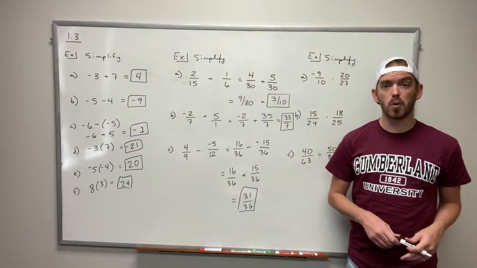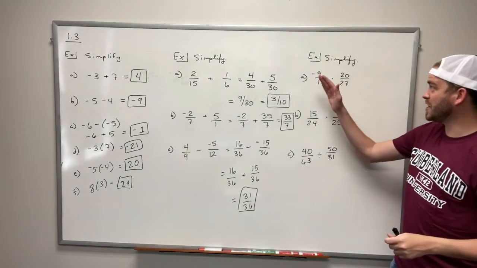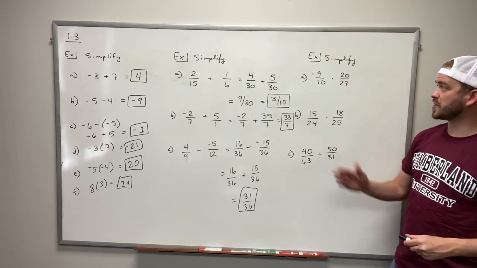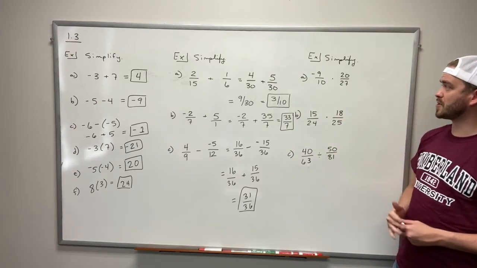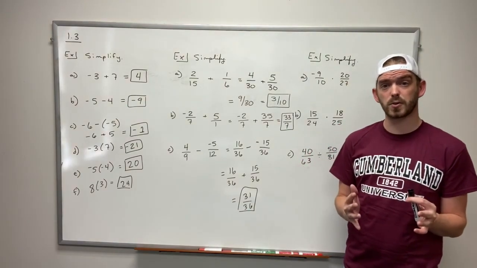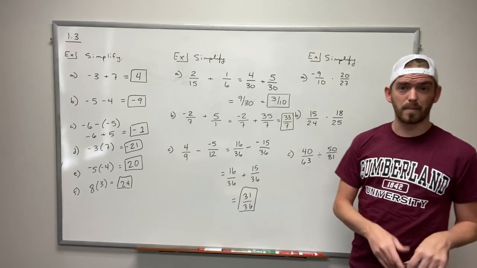Finally, we're going to talk about multiplying and dividing fractions. When you're multiplying fractions, you can just multiply across the top and multiply across the bottom. But if we look at our first example, we have negative 9/10 times 20 over 27. That's going to give you some really big numbers. So there is a thing that we can do called cross-canceling, where we reduce the numbers before we multiply.